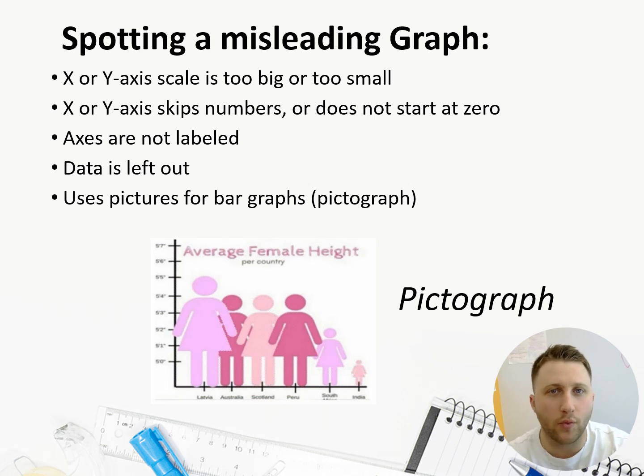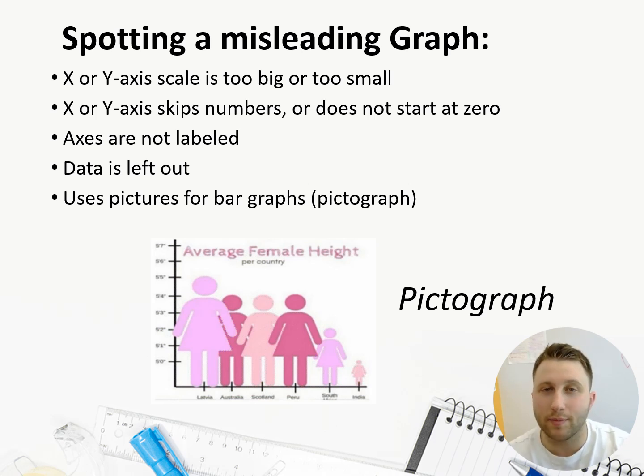And so there's a couple ways to spot a misleading graph, a couple things that you should look for. So first, make sure that neither of the axes are either too big or too small. Make sure that they're not skipping numbers and that the y-axis is starting at 0 where it would need to. That's for anything one variable quantitative.